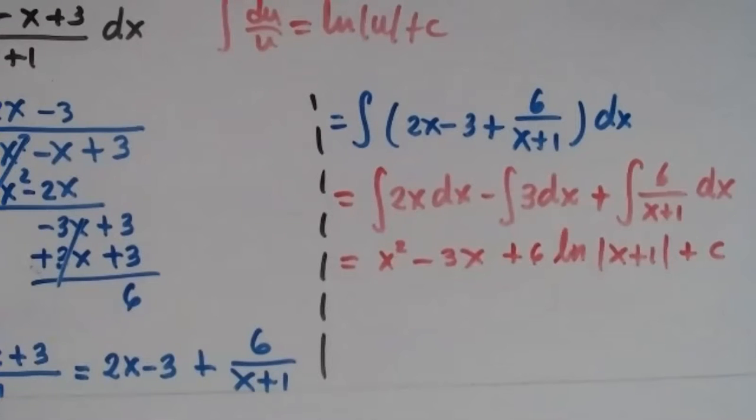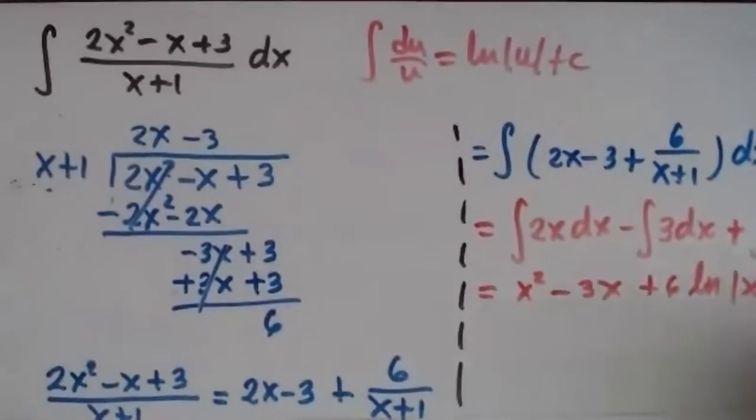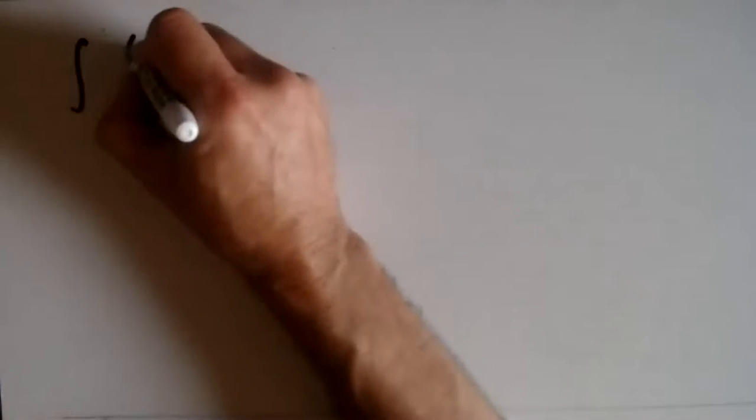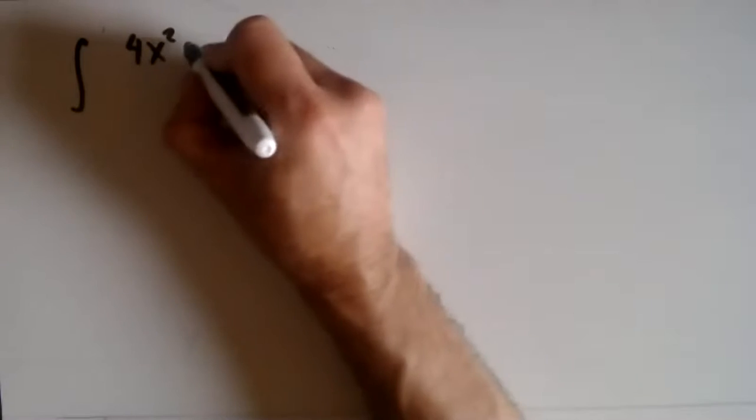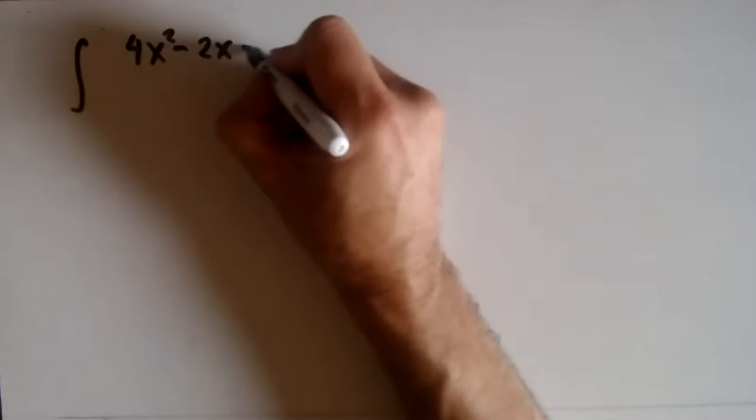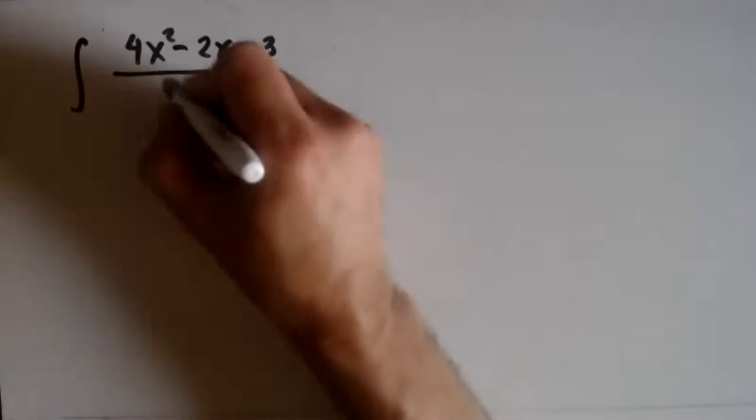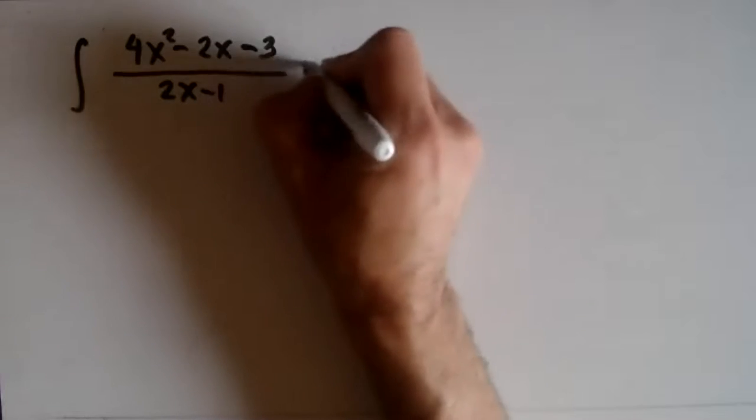Okay, aquí está la otra hoja. Well, let's do the next problem. It's going to be pretty much the same thing. I'm going to give you some minutes to solve this, but it is exactly the same as before. The integral of 4x squared minus 2x minus 3 over 2x minus 1 dx.